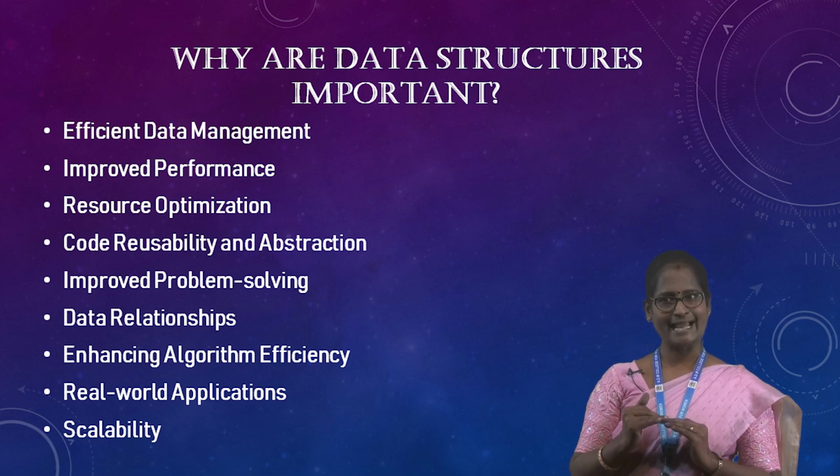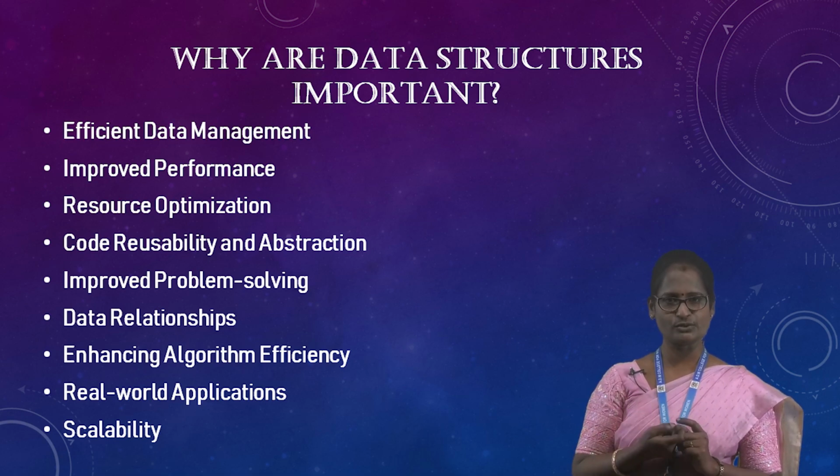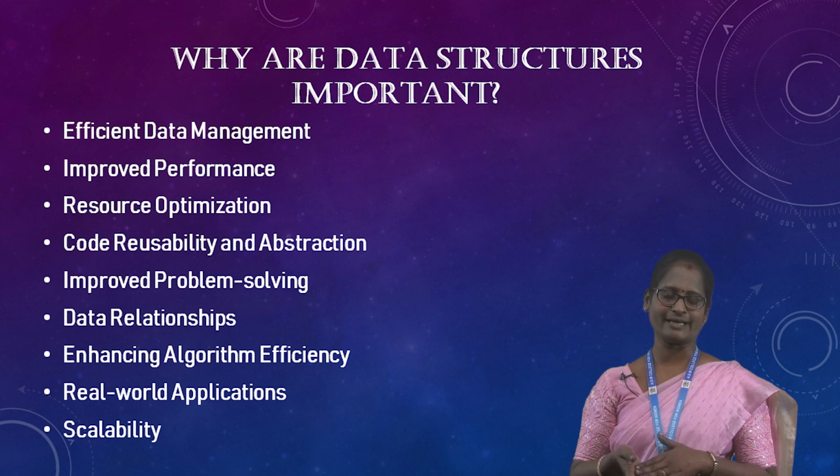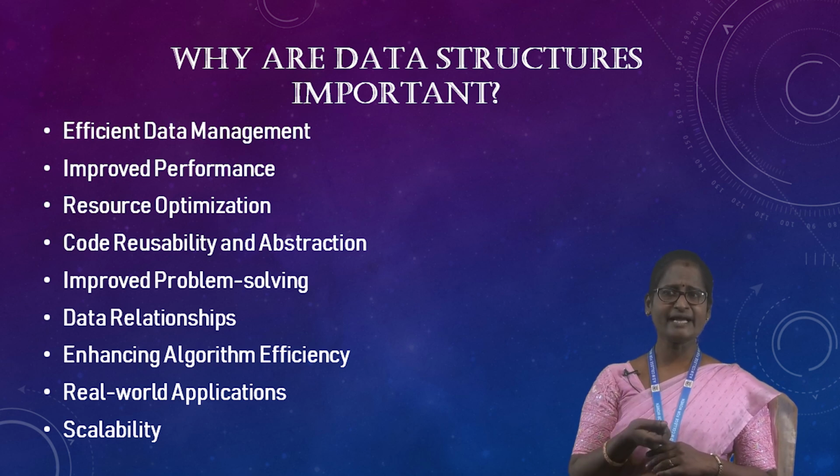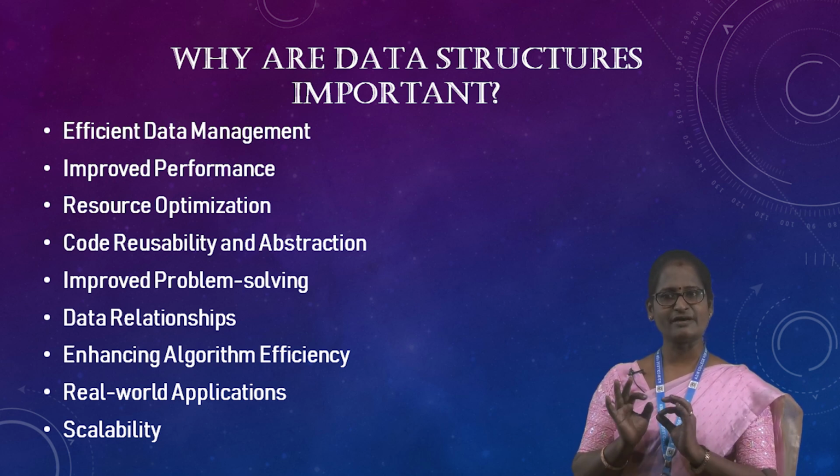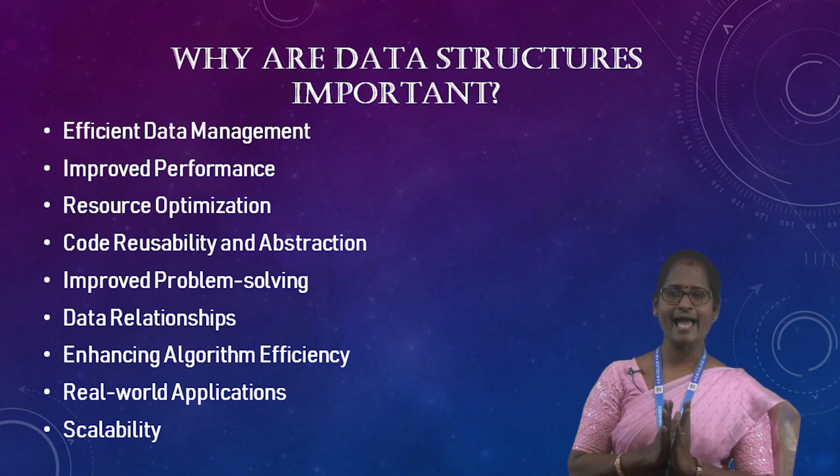The third one is resource optimization. Data structures can help to optimize the usage of resources like memory and CPU cycles. For instance, an array can be more memory efficient for storing a large number of items than a hash table.